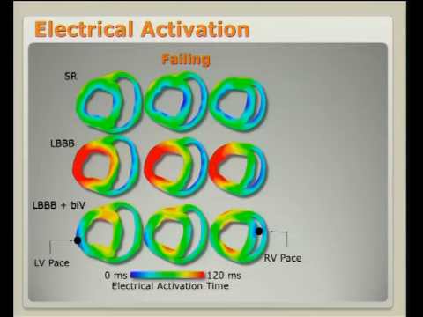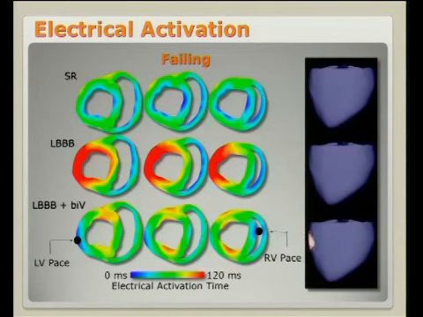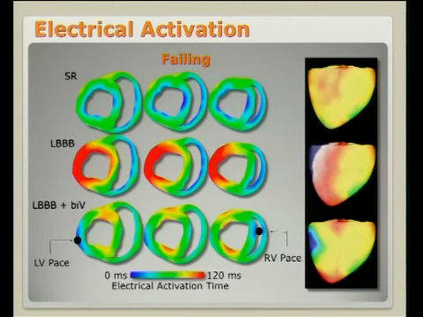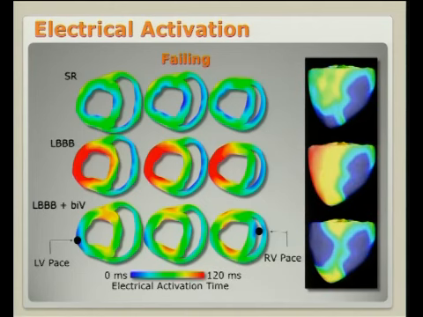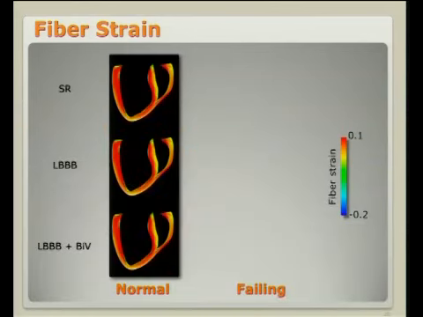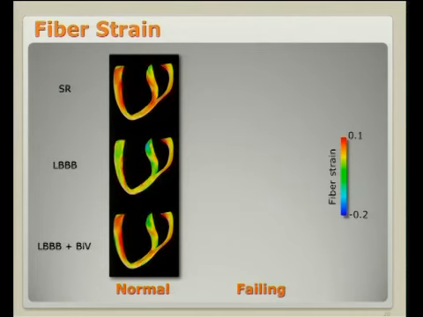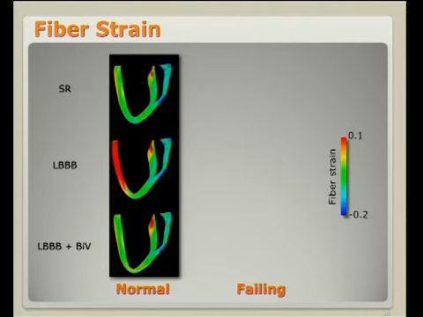And here are the electrical activation maps of the failing heart. So again, this is sinus rhythm, and we have LBBB and biventricular pacing. In the electrical activation movies, again, activation is much slower in the failing heart. You can see again the late activation of the wall and the correction by biventricular pacing.